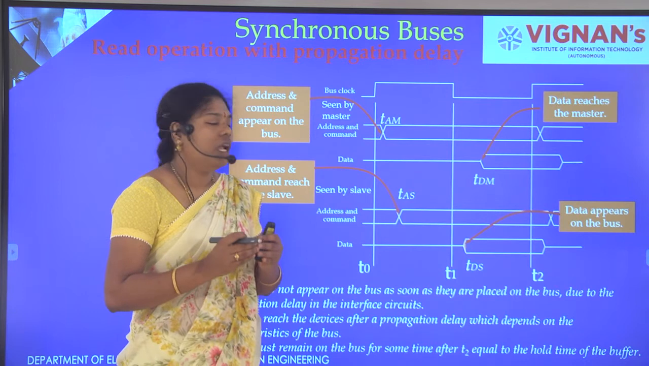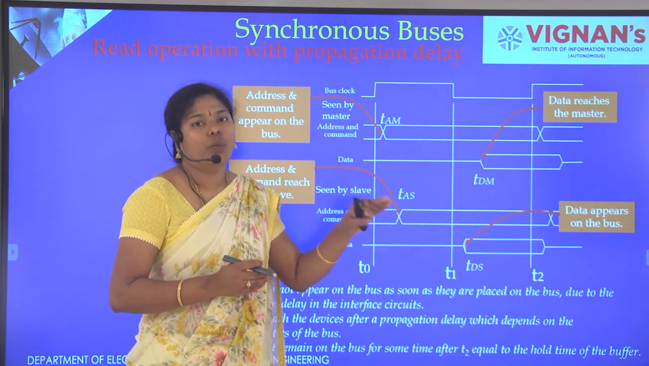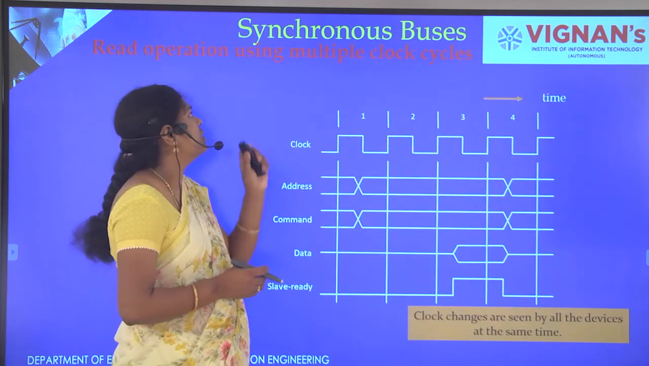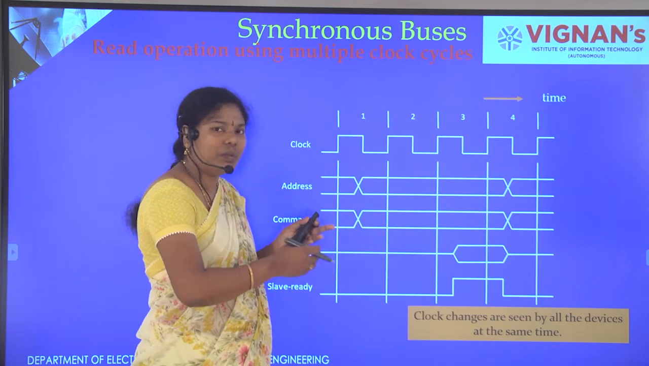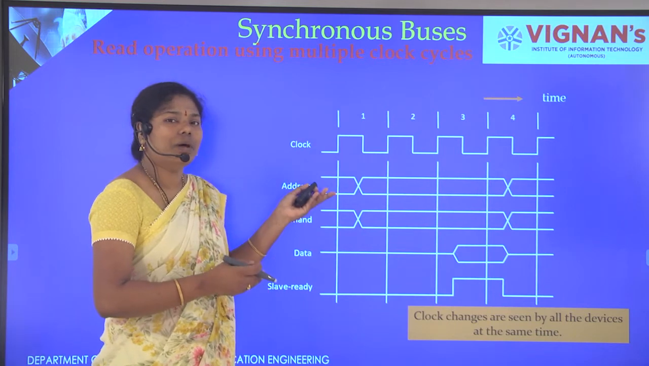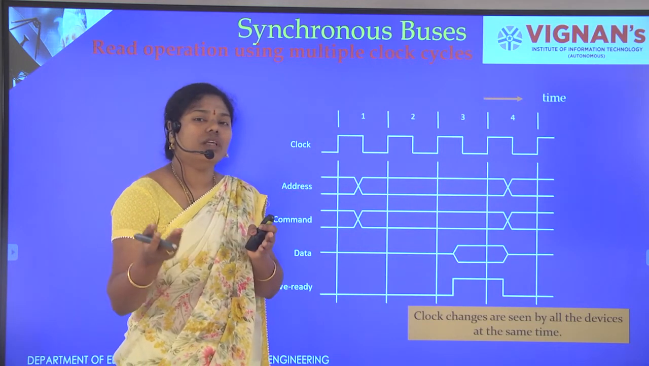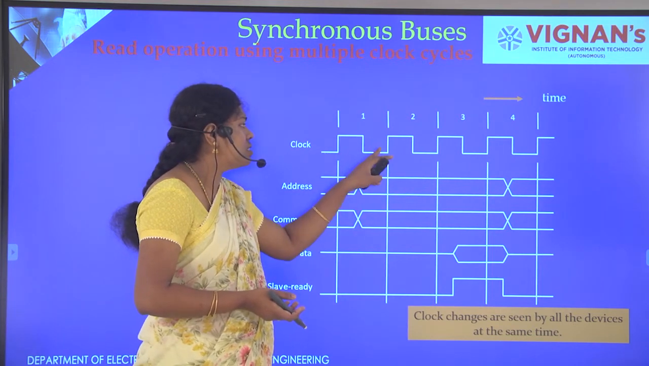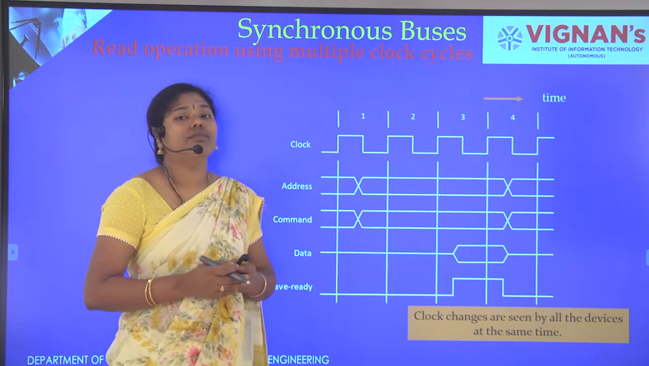For that, here we are using multiple clock cycles with high frequency. That is the next example, multiple clock cycles. The complete operation will be completed in multiple clock cycles. For a read operation, for some applications it will take 4 clock cycles. Depending on the application it will change, but here the clock frequency is high.